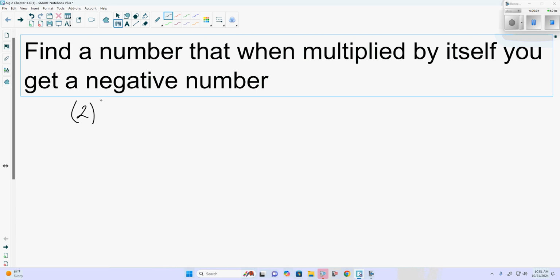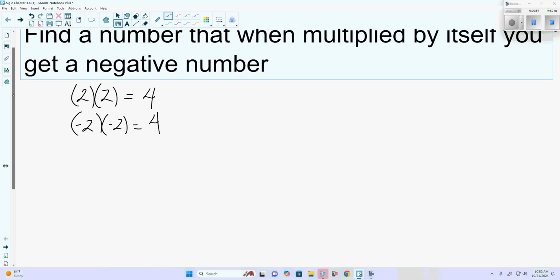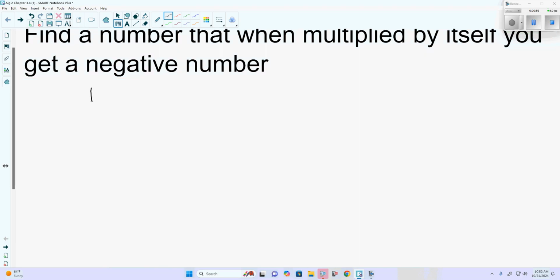So let's say 2. Well, 2 times 2 is 4. Okay, well that didn't work. Well, we can try negative 2 times negative 2 would be? Because a negative times a negative would make a positive. So really what we're wanting, and neither one of these worked, is let's say 1. We need to multiply a number.